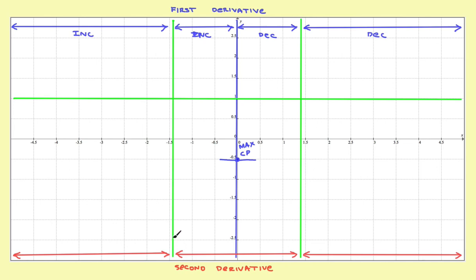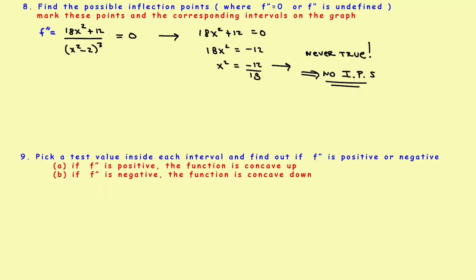Now again, pick anything convenient in this interval. So what I'm going to pick, and usually an integer is the easiest thing to work with. So in this first interval, I'm going to pick -2. In the second interval, I can pick any x value I want. I'm going to pick 0. That's a very easy one to work with. And finally, in the third interval, I'll pick 2. So I'm going to evaluate the second derivative at -2, 0, and 2 to find out whether it's concave up or down. So back to the worksheet.